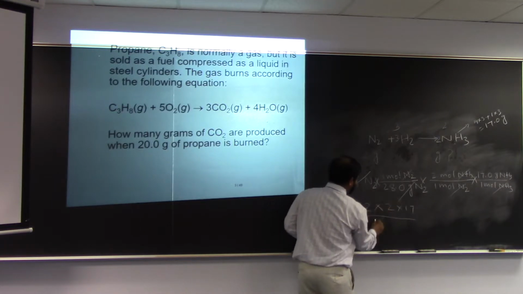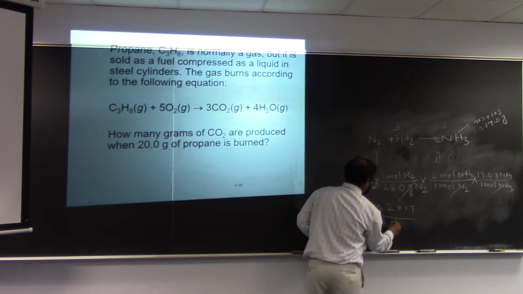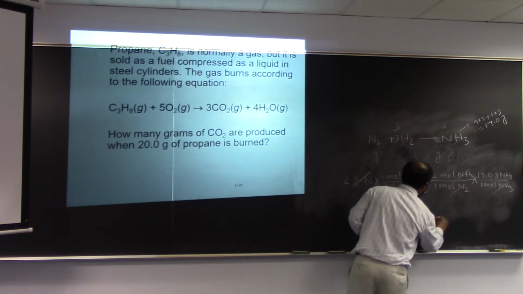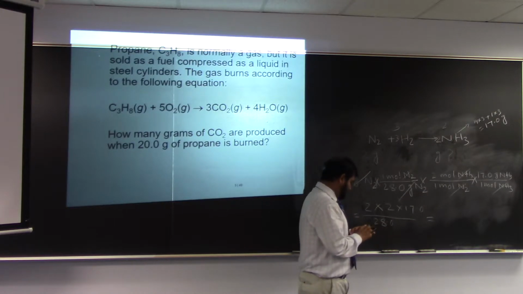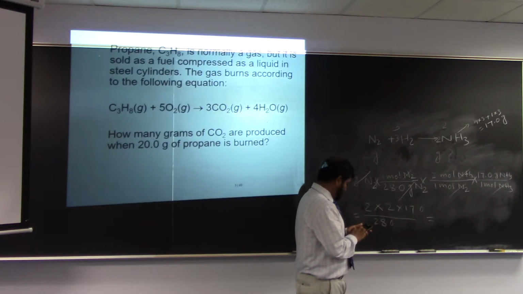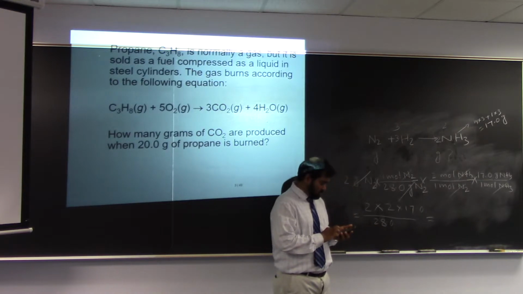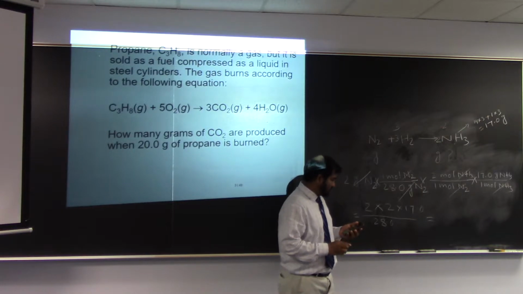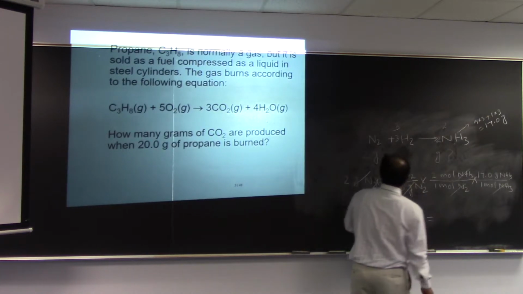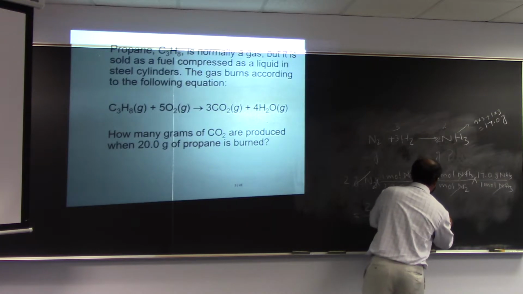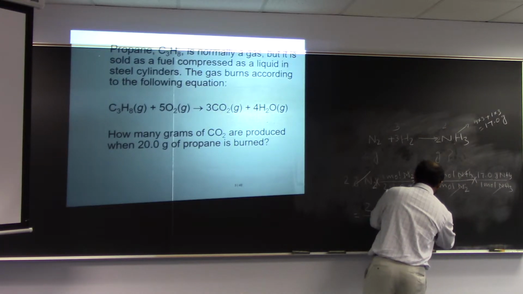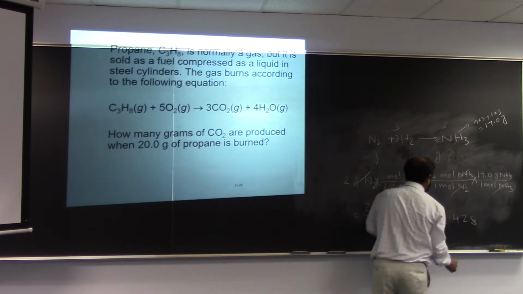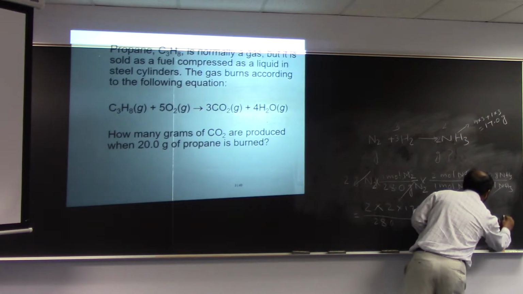Then you get on the top 2 times 17, and you have in here 28.0. So 17 times 2 over 28.0, 2.428 gram of ammonia.